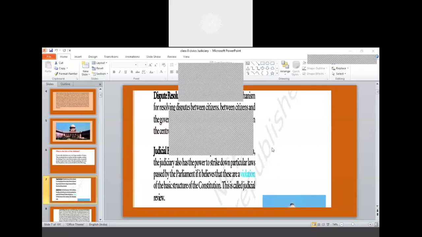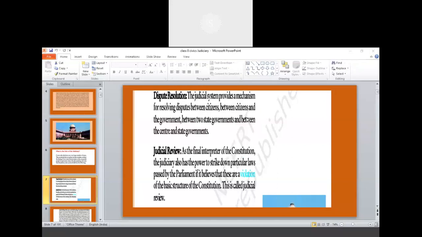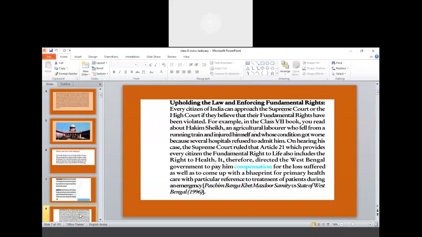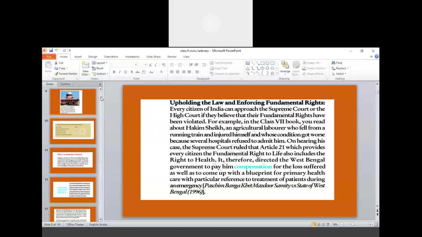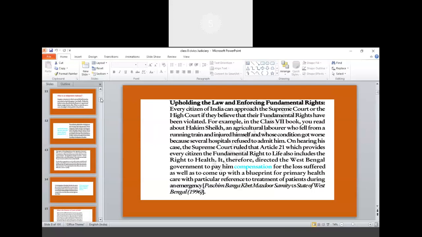So the power of a judiciary to review the laws passed by the legislature is called judicial review. Okay. Next point, that is upholding fundamental rights and enforcing the law. That means it is the duty of the Supreme Court to protect the fundamental rights which are entrusted to the citizens by the Constitution.